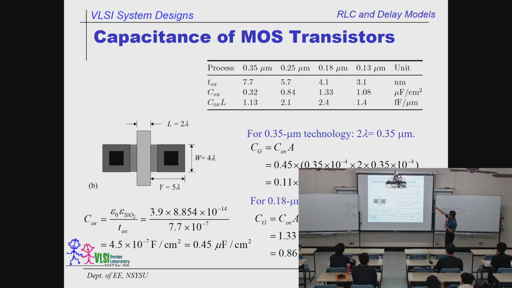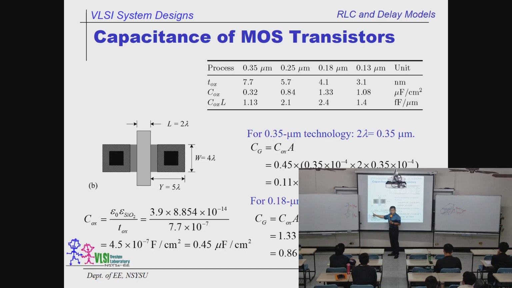1.33 over there, okay, times the unit is microfarad over cm squared. Now, if you have a fixed size of lens, you check the row 3, COX times L. For the 0.18, it's about 2.4. All right, it's 2.4.